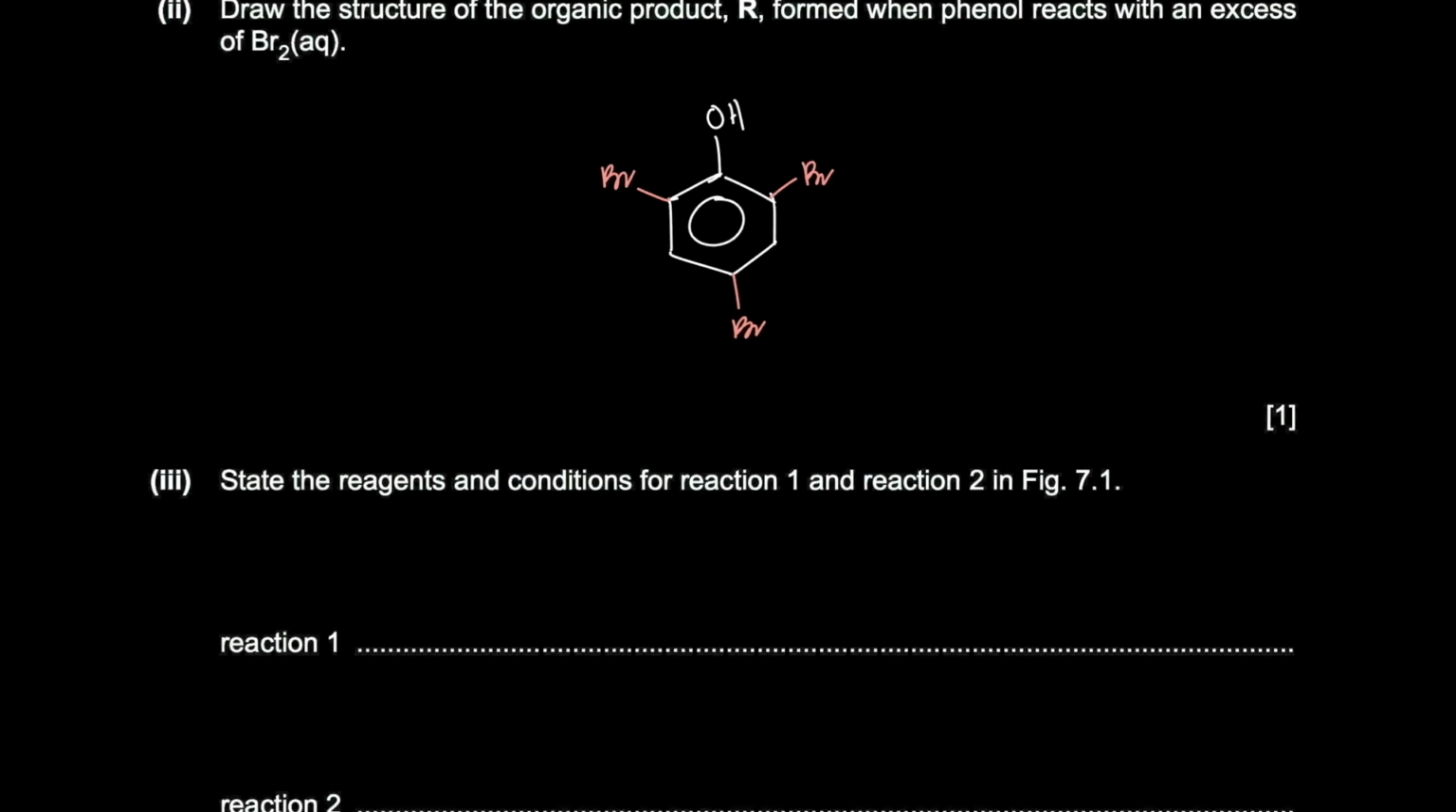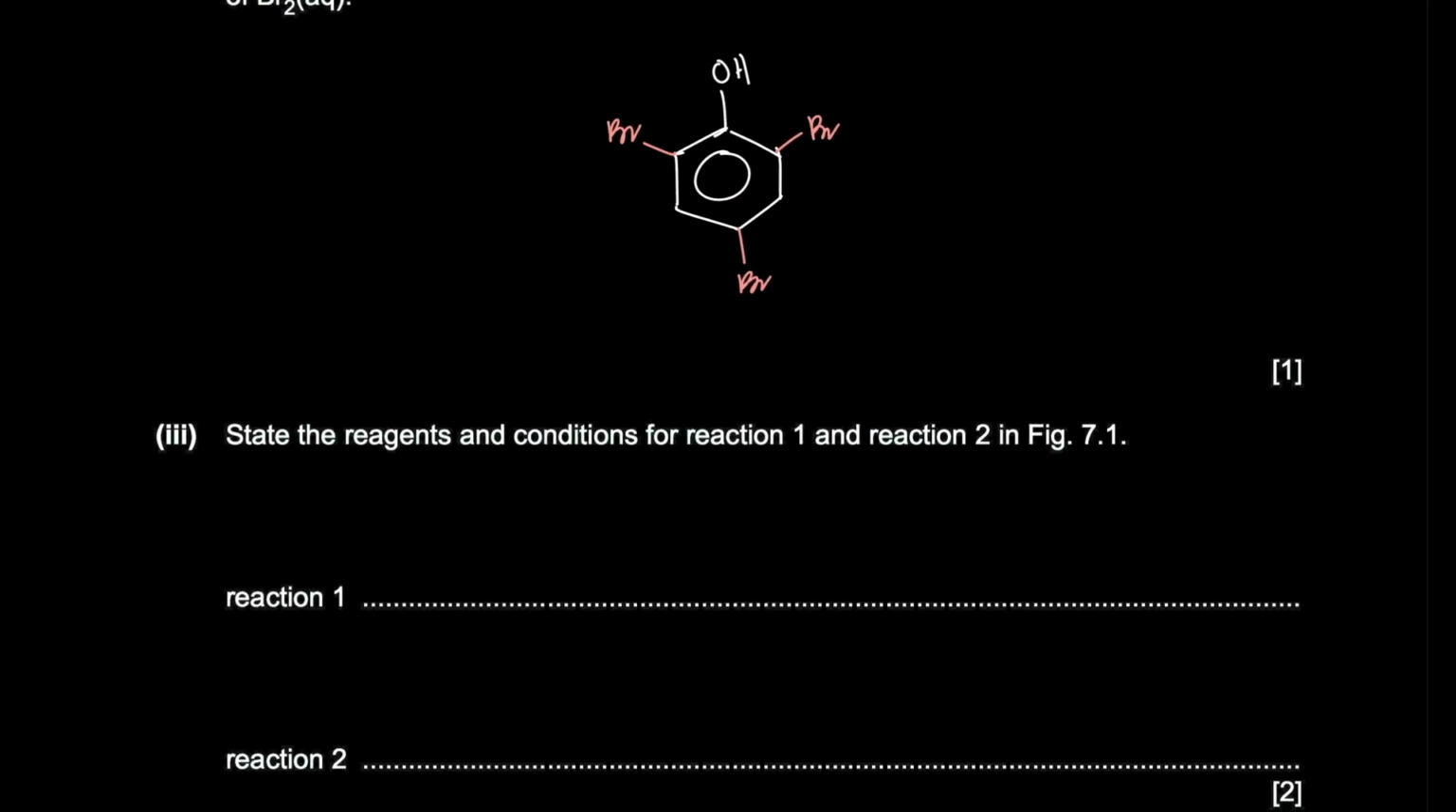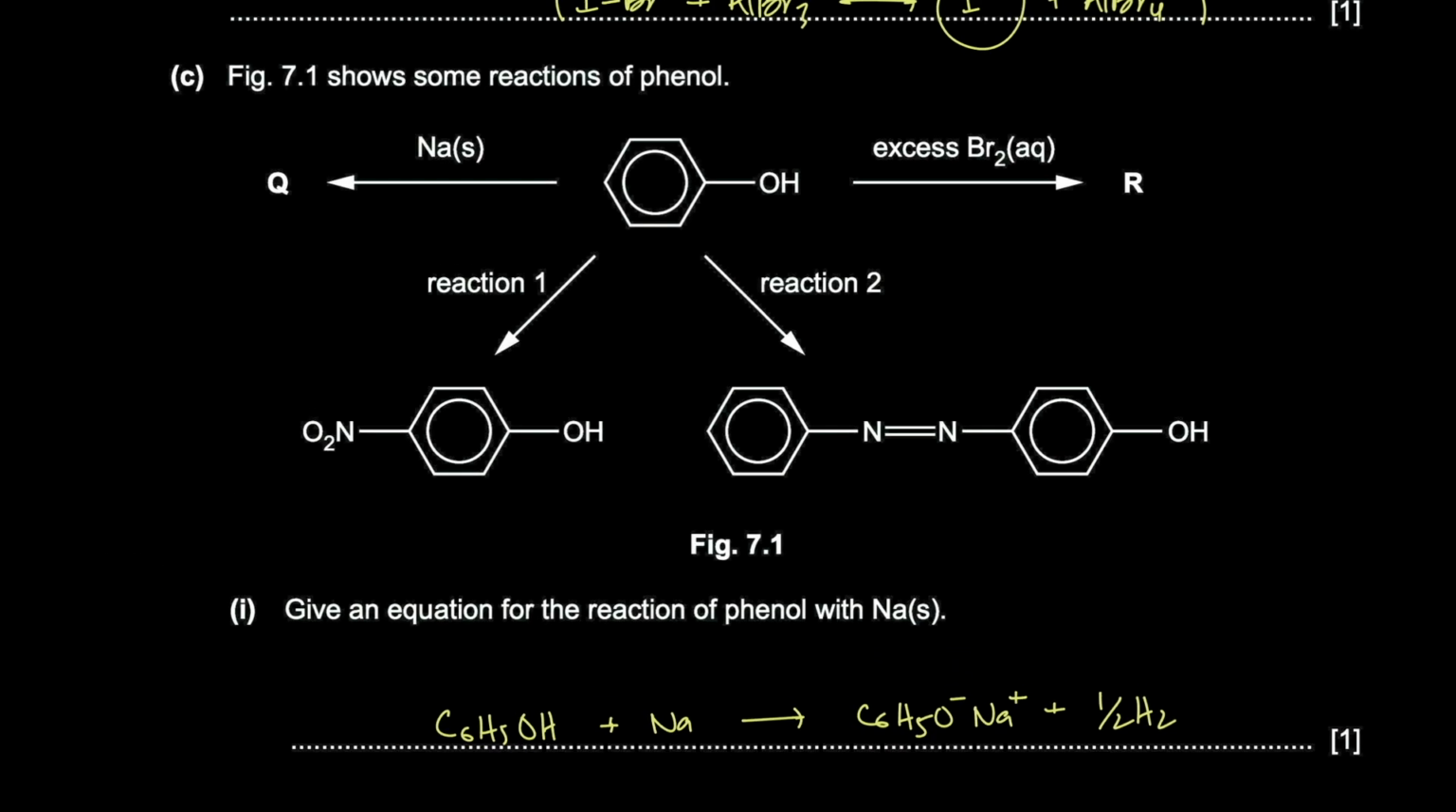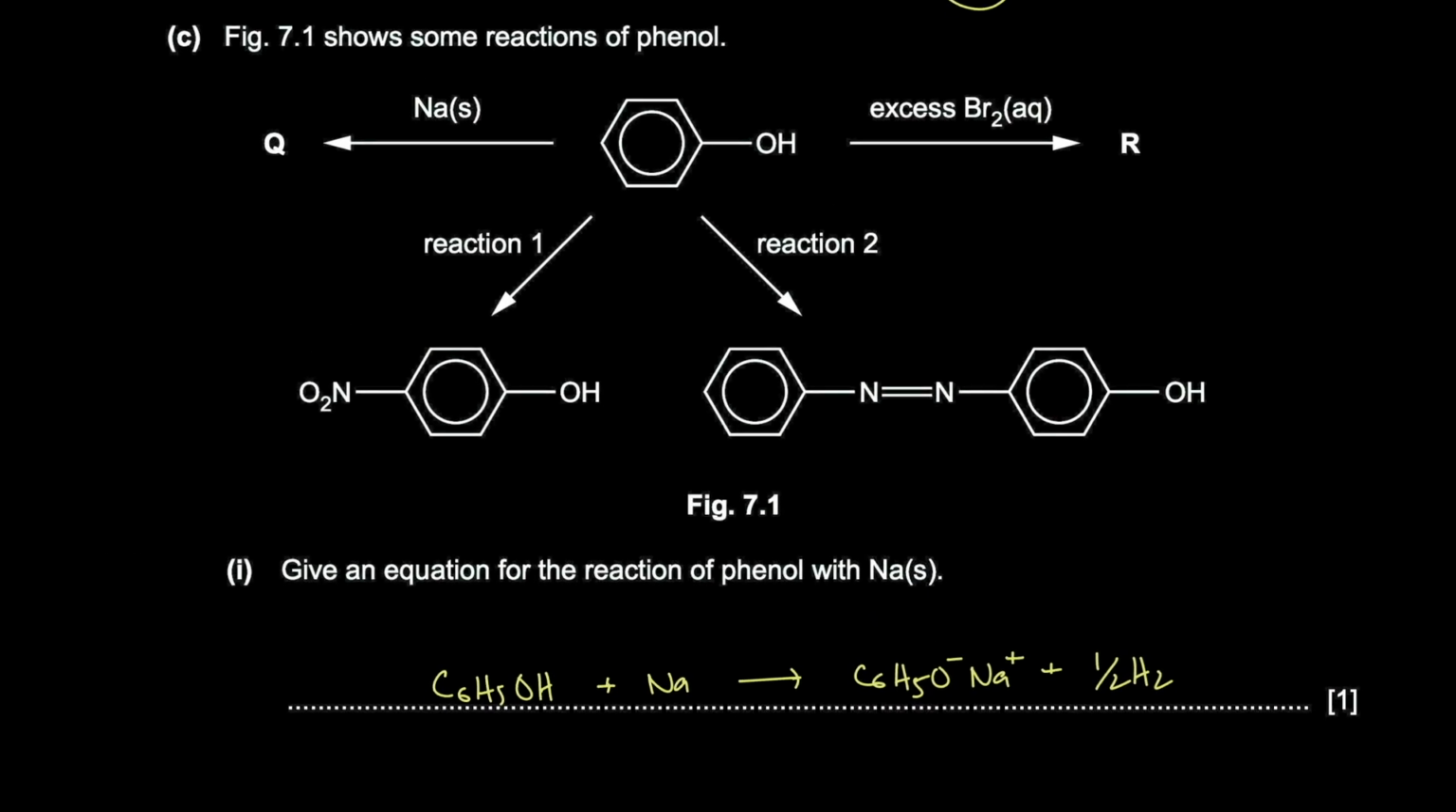State the reagents and conditions for reaction 1 and reaction 2. Reaction 1 is the reaction of phenol to form 4-nitrophenol. Phenol is carbon 1, 2, 3, and then 4, so 4-nitrophenol. For this, we're going to use dilute nitric acid at room temperature.